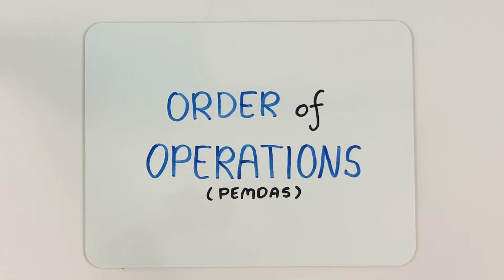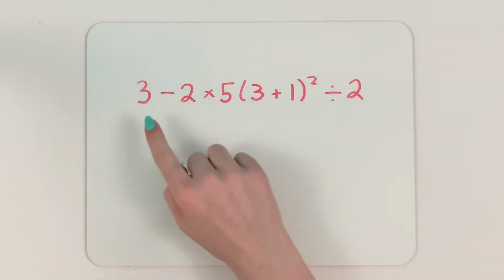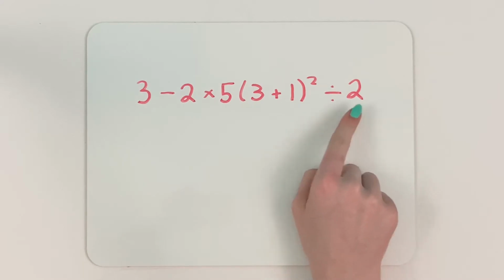Hey guys, today I'm going to show you the order of operations, which is commonly referred to as PEMDAS. Let's say that we've been given something like this, and we've been told to simplify it as much as we can. The question is, where on earth should we start? Well, let's try to work from left to right and see what answer we get.